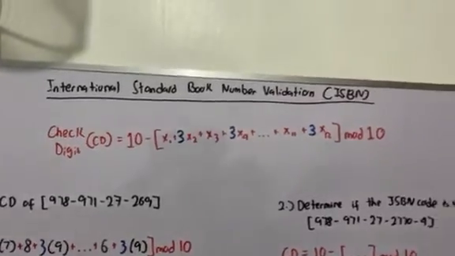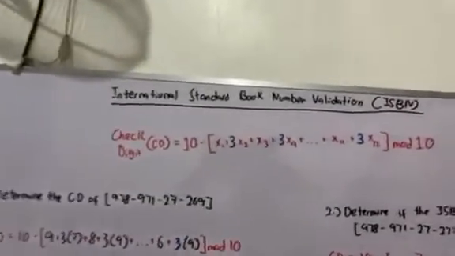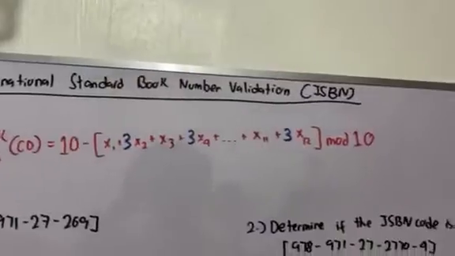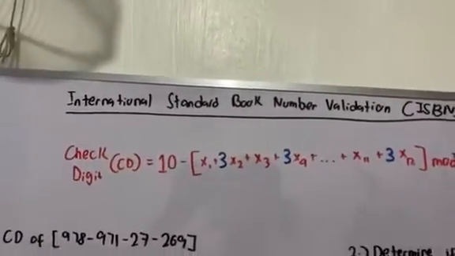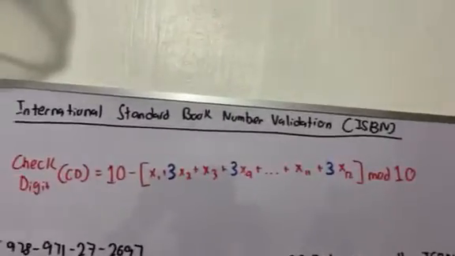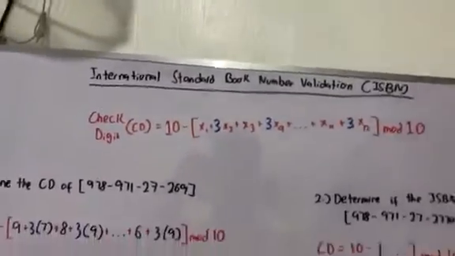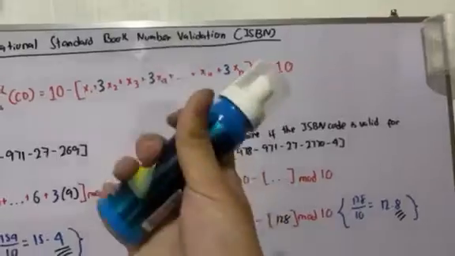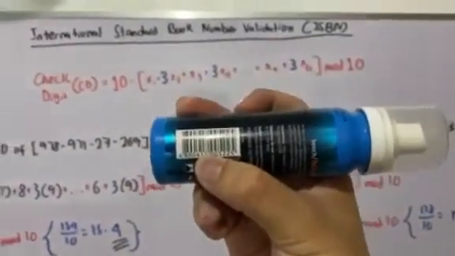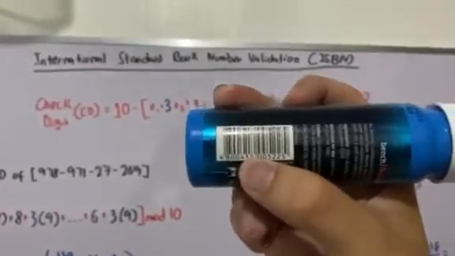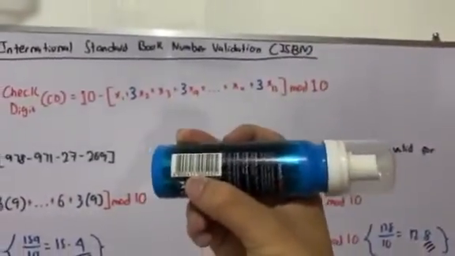An application of modular arithmetic is the real-world International Standard Book Number validation, or the ISBN. Where do we see these kinds of codes? Simply put, if you pick up a normal product such as a cologne and look at the barcode, this is an example of a code that can be used in modular arithmetic.